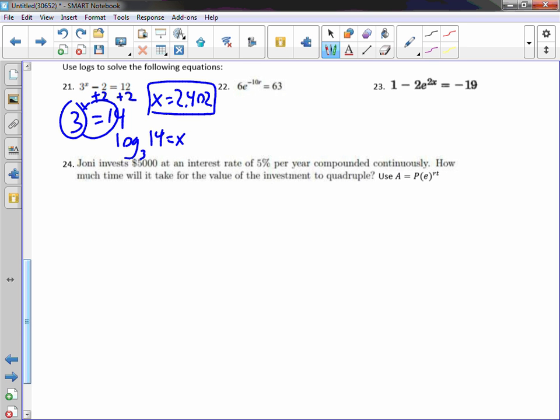And that's how you do that. Number 22, anytime you see e, the e has to be by itself before you convert. So in order to convert this, first thing I'm going to do is divide the 6 away. I get e to the negative 10r equals 21 over 2. Now that I got e by itself, I can convert it.